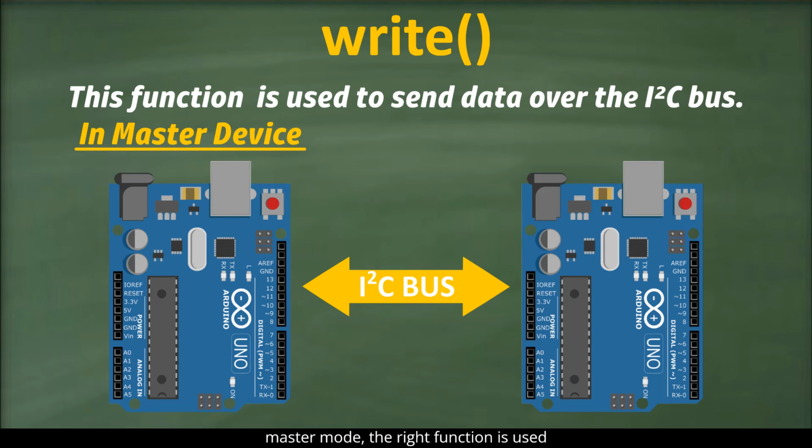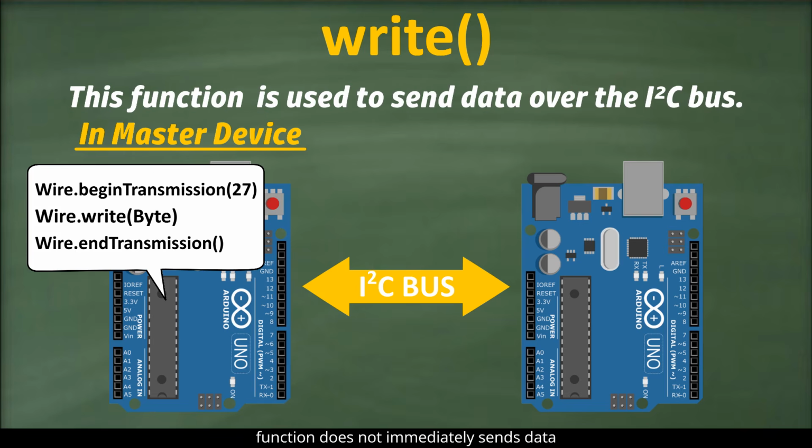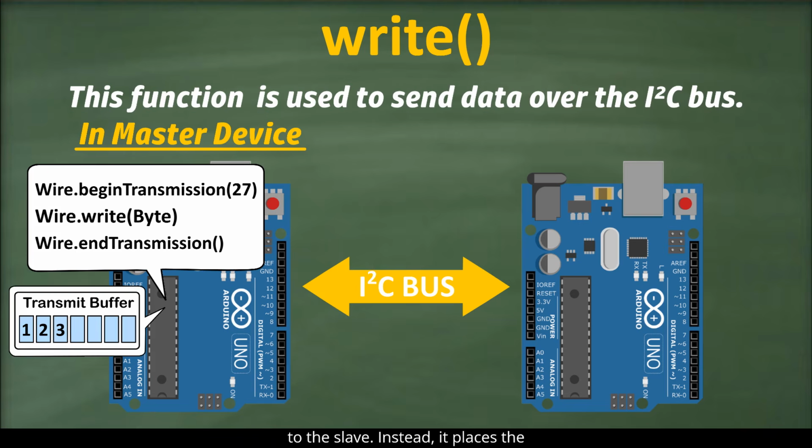In master mode, the write function is used between the beginTransmission and endTransmission functions. In this mode, the write function does not immediately send data to the slave. Instead, it places the bytes into a transmit buffer. The actual transmission occurs only when the endTransmission function is called.